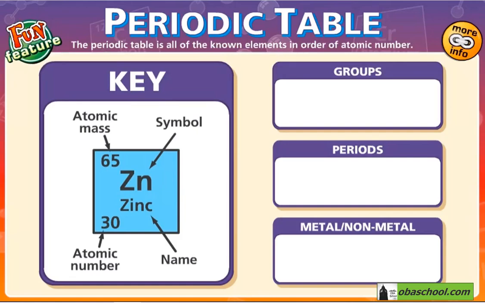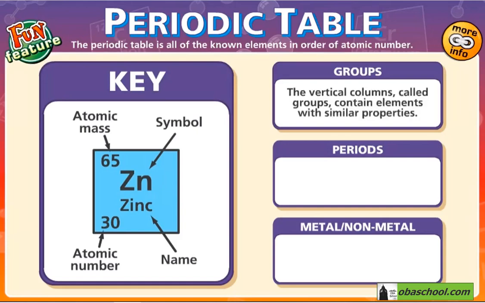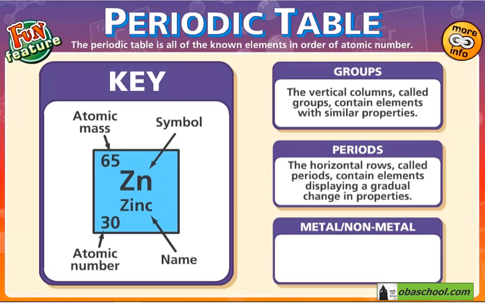We know that elements in the periodic table are arranged in groups and periods. Let's recall, what is a group? A group is the vertical column and it contains elements with similar properties. Remember this for the rest of the lesson. As for periods, they are the horizontal rows. They are called periods and they contain elements displaying a gradual change in properties. So groups are vertical while periods are horizontal.